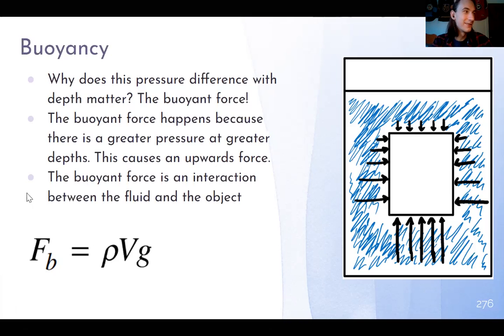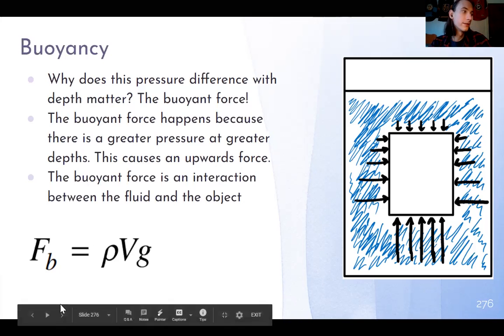But yeah, so we have this buoyant force that is an upward force, an interaction between a fluid and our object. And we're going to say that it's always going to point upwards because of this pressure difference across our object. So then we can say, okay, this is our equation for the buoyant force: rho, the density, times the volume times g.